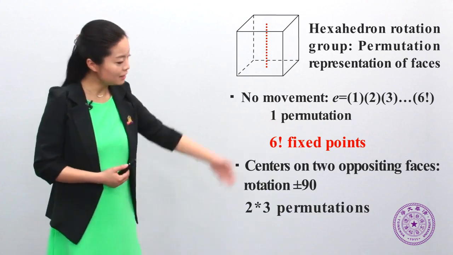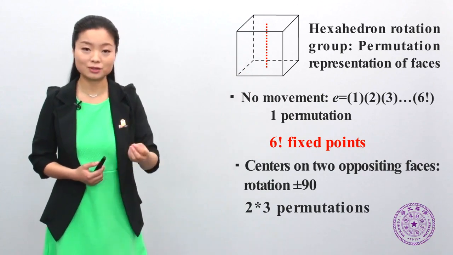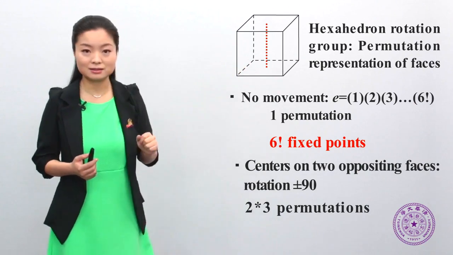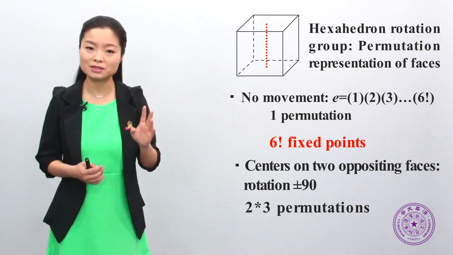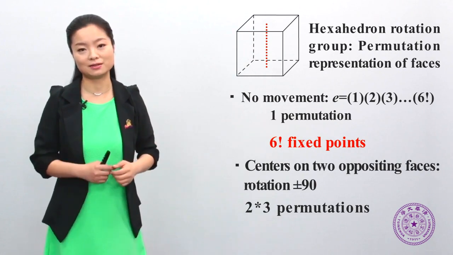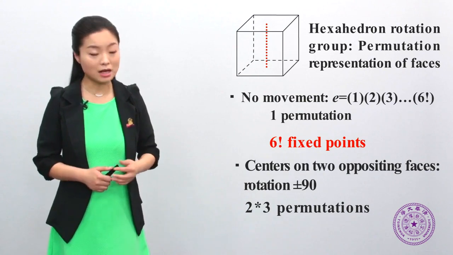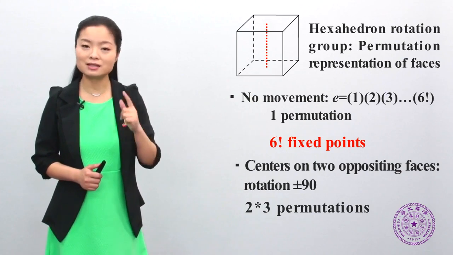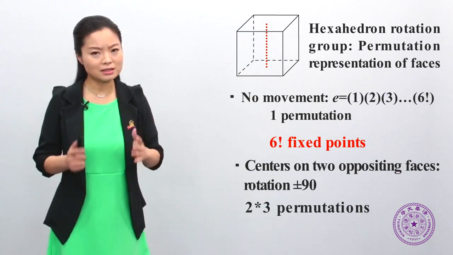Then in total, how many of these kinds of permutations are there? First, we need to know how many axes pass through face centers. Just now, we said there are a total of 6 faces. Then how many opposite faces are there? Each 2 faces form an exact opposing face pair. Therefore, there are 3 in total. There are 3 face-center to face-center axes. And we have also mentioned positive 90 degrees and negative 90 degrees. Therefore, there are a total of 6 such permutations.